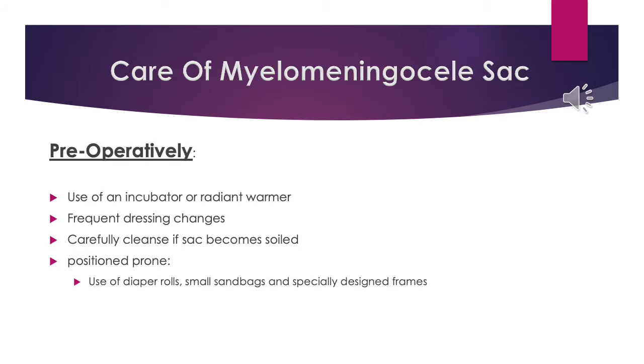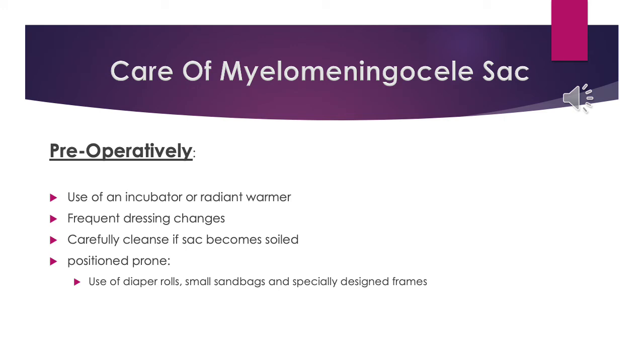Care of the myelomeningocele sac. So preoperatively, we want to make sure that the child has a radiant warmer, and this is really critical due to newborns being at high risk for hypothermia. We want to perform frequent dressing changes and make sure that the sac doesn't become soiled. And if it does become soiled from stool or urine, we want to clean it very carefully to prevent infection or damage to the sac.